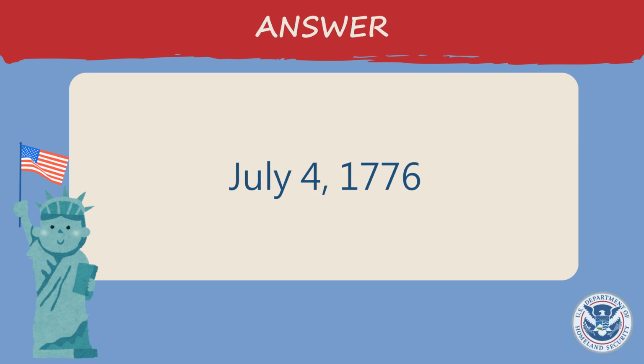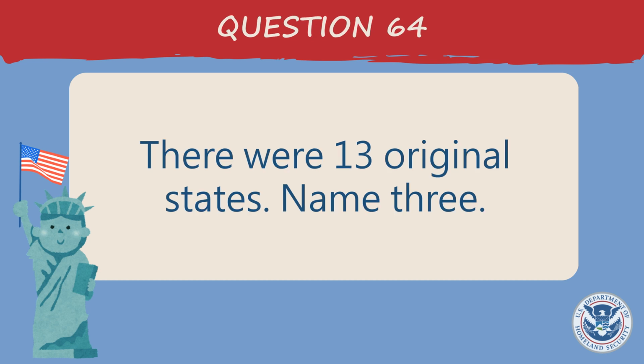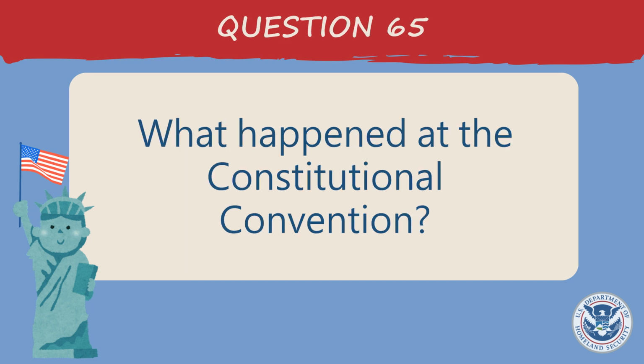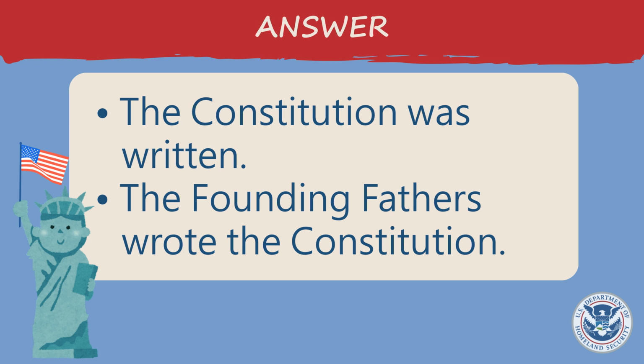July 4th, 1776. There were 13 original states. Name 3. New Hampshire, Massachusetts, Rhode Island, Connecticut, New York, New Jersey, Pennsylvania, Delaware, Maryland, Virginia, North Carolina, South Carolina, Georgia. What happened at the Constitutional Convention? The Constitution was written. The Founding Fathers wrote the Constitution.